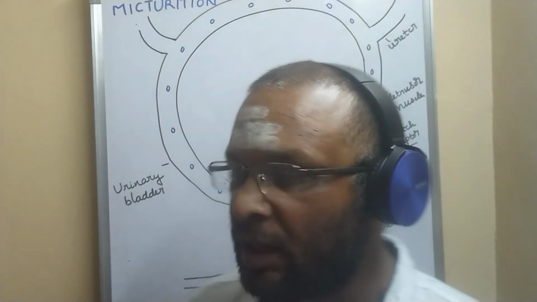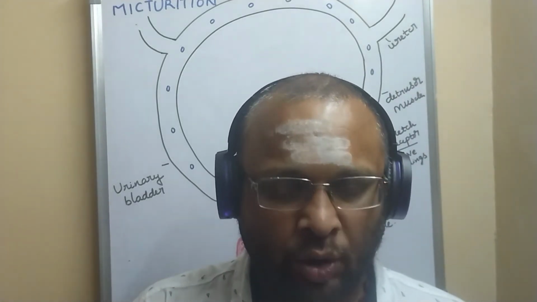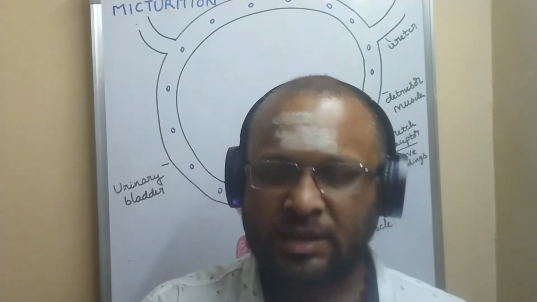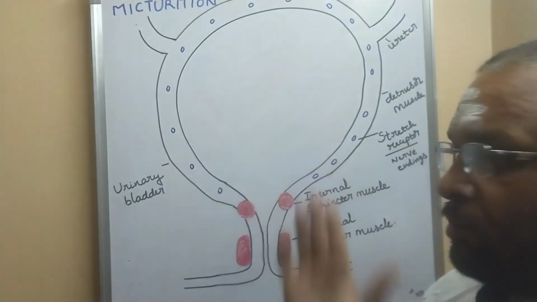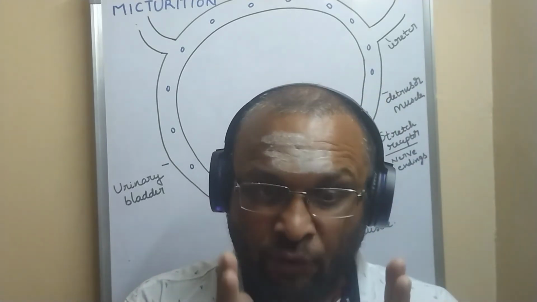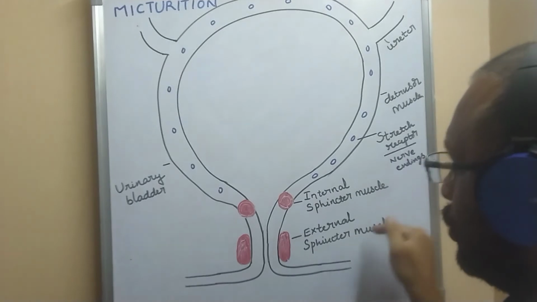Then what will happen? Till now the internal sphincter muscle is contracted, so it relaxes. That means one door is opened. Now the adult person has an option to urinate or not to urinate when the urine level is 300 to 400 ml in the urinary bladder. So he has the control. If he wants to urinate, automatically the brain gives the signal to open the external sphincter muscle.